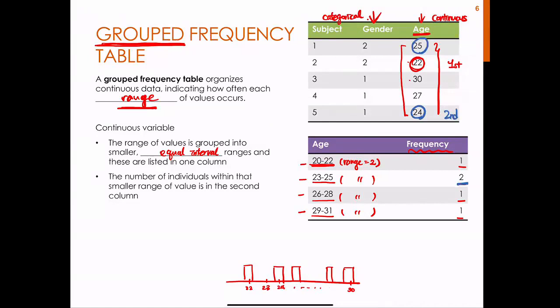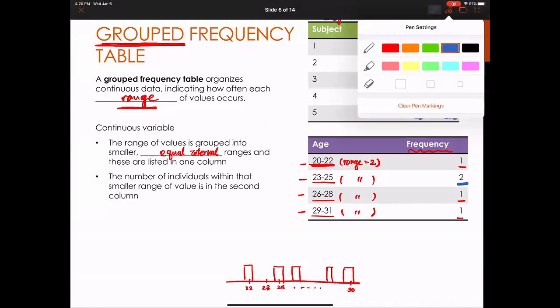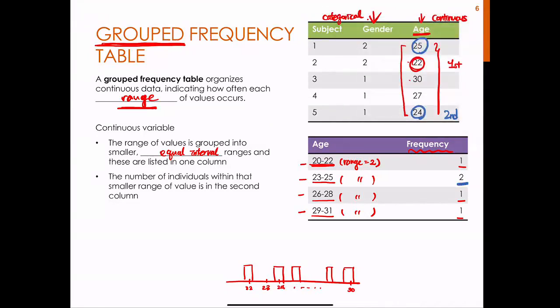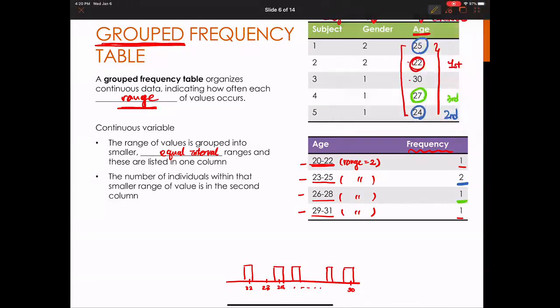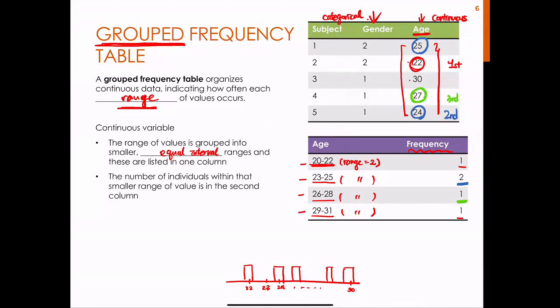So here are 2. And between 26 and 28, there is only 1 here. This is the third subgroup, so here is only 1. And lastly, between 29 to 31, there is only 1 subject. This is the fourth subgroup, and here is 1. This is how to make the grouped frequency table based on a continuous variable.